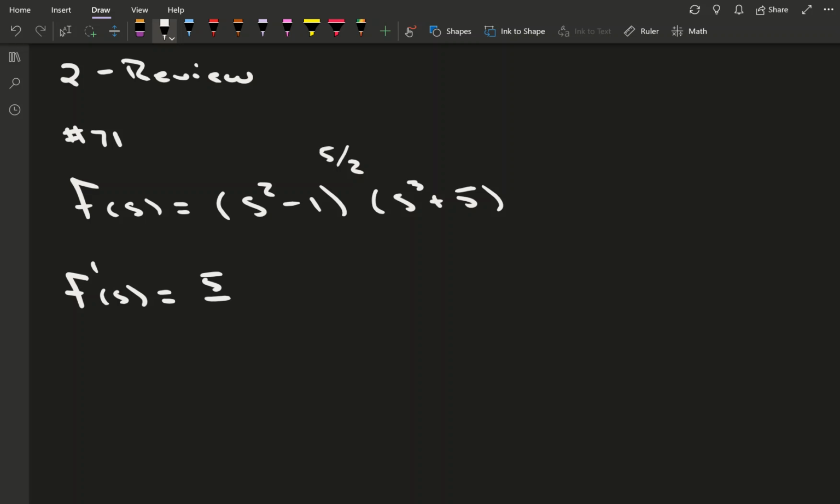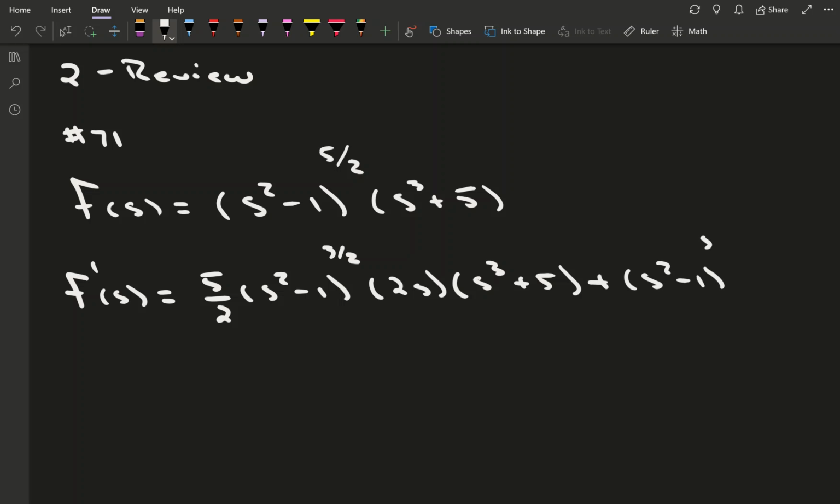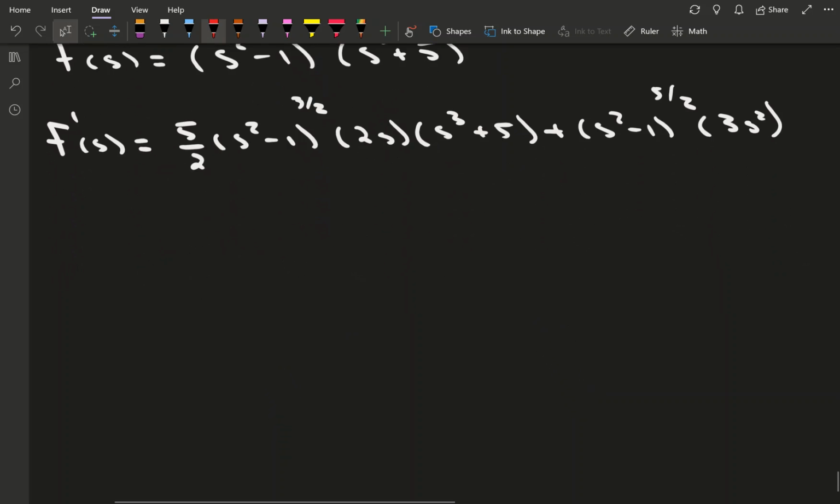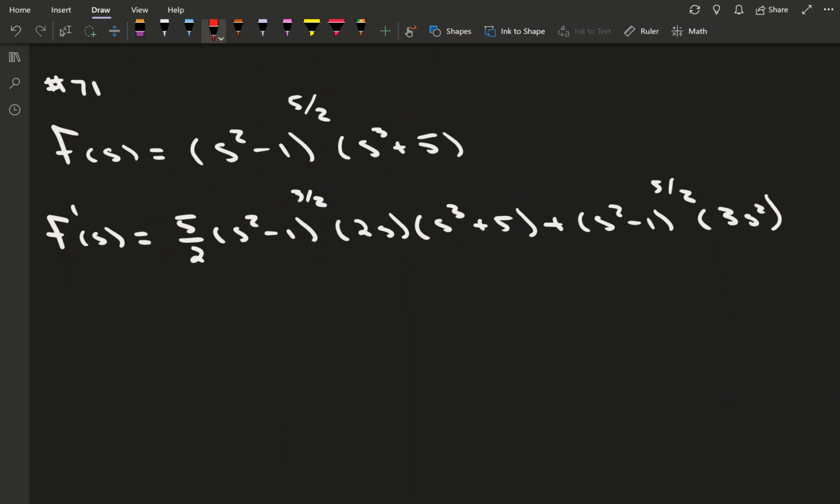So we're going to take the derivative first. 5 halves minus 1 is 3 halves. Don't forget the chain rule. That's the hard part of this problem, believe it or not. Leave the other guy alone. Then we leave the first guy alone, plus (s squared minus 1) to the 5 halves, and the derivative of the second one is just 3s squared. Okay, and that's really the main lesson right there. If you didn't forget the 2s, that's where a lot of kids make the mistake.